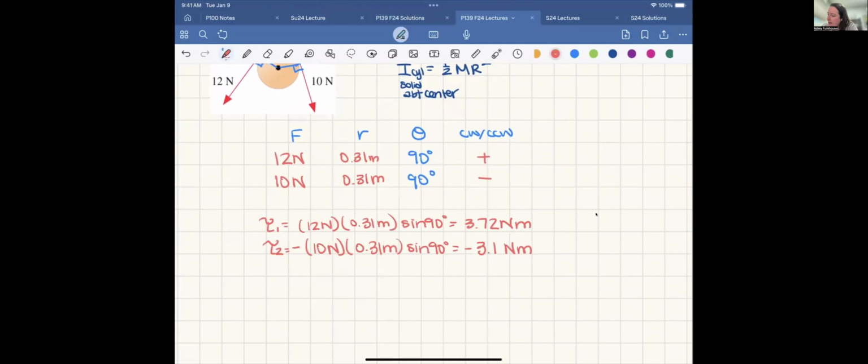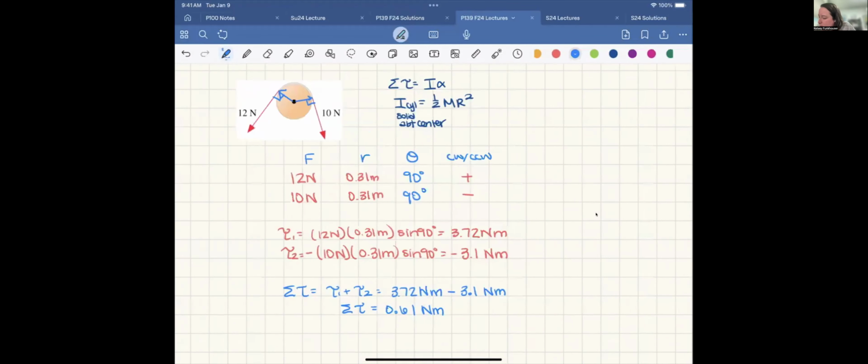And then our net torque, sum of torque, is going to be torque 1 plus torque 2. That is 3.72 Newton meters minus 3.1 Newton meters. That's going to give us a total torque or net torque of 0.61. I think I wrote it wrong before, so I'll have to double check my numbers. Newton meters. Okay, so that's our torque, but then we're trying to find the angular acceleration.